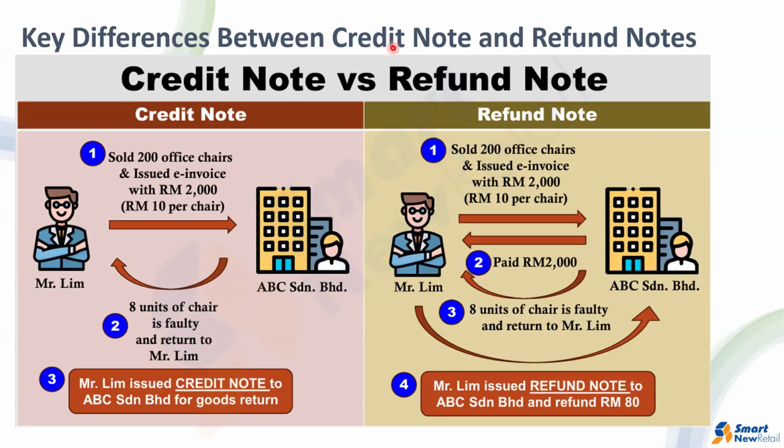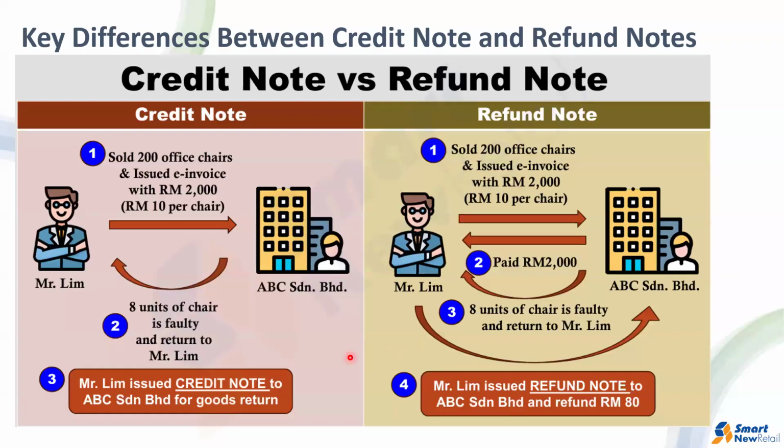So the key difference between a credit note and a refund note is mentioned here. Like for a credit note, say you sold 200 office chairs and issued an invoice, and 8 units are 40 each. You refund him the 8 units only, and you issue a credit note because there's no payment involved yet. But if you sold 200 office chairs to the customer and they already paid you, that means the invoice is already settled. So you don't have any balance to knock off on a CN. So you straight away create a refund note and refund the amount to the company. It still affects your item quantity. It just depends on how you handle the payment amount, the money.